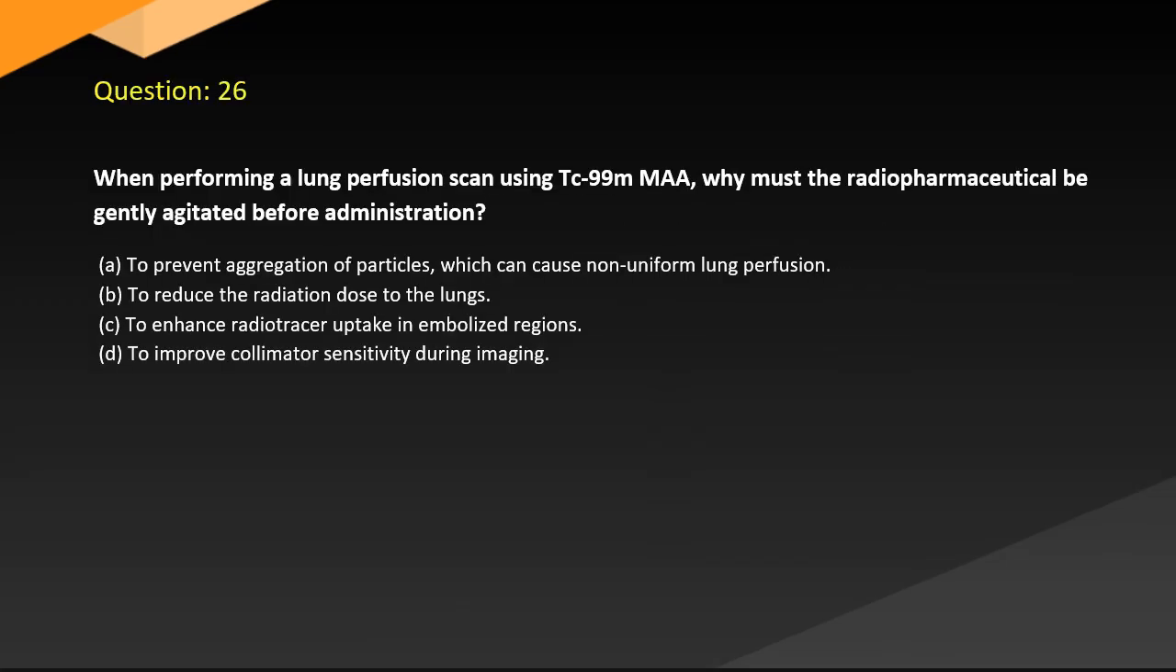Question 26. When performing a lung perfusion scan using Tc-99m MAA, why must the radiopharmaceutical be gently agitated before administration? A. To prevent aggregation of particles, which can cause non-uniform lung perfusion. B. To reduce the radiation dose to the lungs. C. To enhance radiotracer uptake in embolized regions. D. To improve collimator sensitivity during imaging.